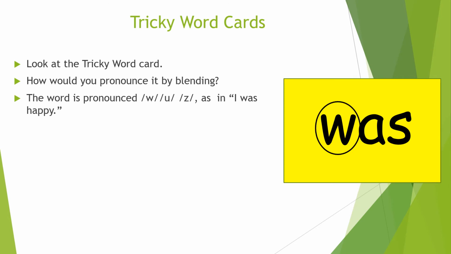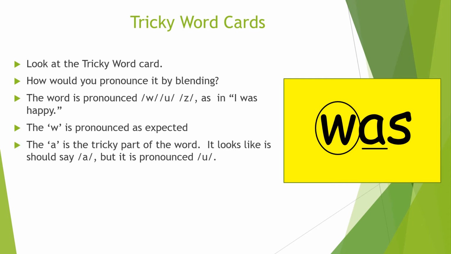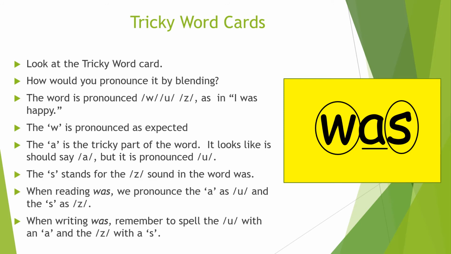This is the letter W. The W in this word is pronounced exactly as you would expect. This is the letter A. The A in this word is the tricky part of the word. It looks like it should say a, but it's actually pronounced differently. This is the letter S. The S in this word stands for the Z sound, as in the word was. When reading was, we pronounce the A differently and the S as Z. When writing was, remember to spell the sound with an A and the Z sound with an S.